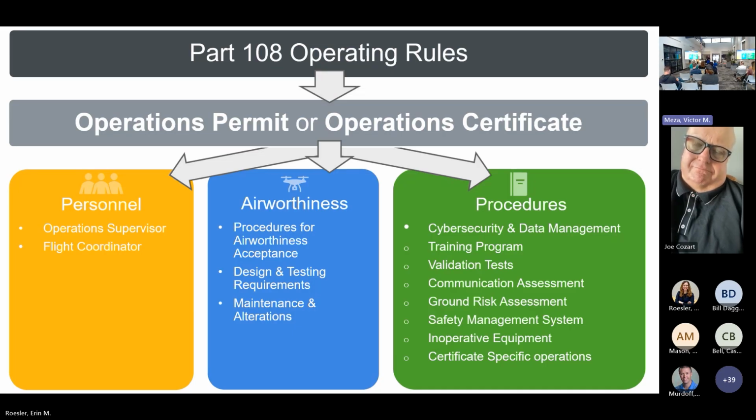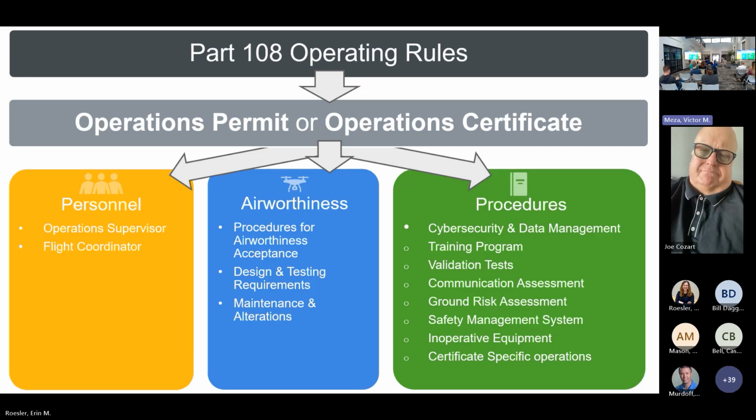And then the third category is really the procedures. And the procedures do change between an operating permit and an operating certificate, but both do have the baseline, which you'll see, if you note the difference in the bullets, the cybersecurity and data management. That's a minimum requirement for both, whether it's an operating permit or an operating certificate.